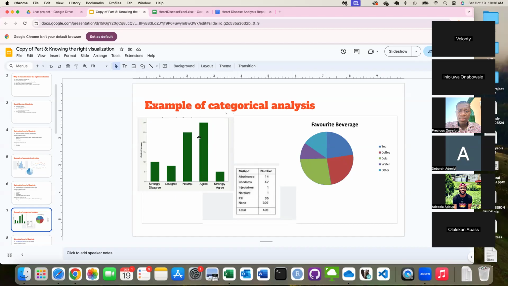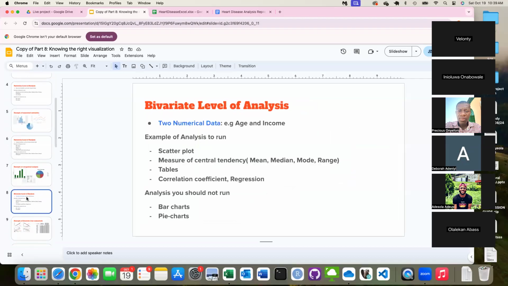So categorical, but it's more than that, right? You also do a table or a pie chart. So you say we have tea, coffee, cola, water. This is when you have groups, and there are also times when you can't run a pie chart. Imagine you want to do a pie chart for 36 states, it's going to be messy, or 50 states. You don't want to do that, right? So there are some other things you could do.